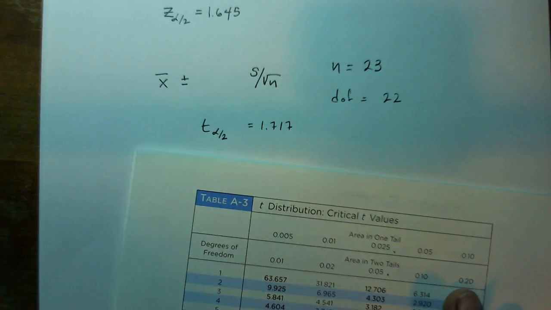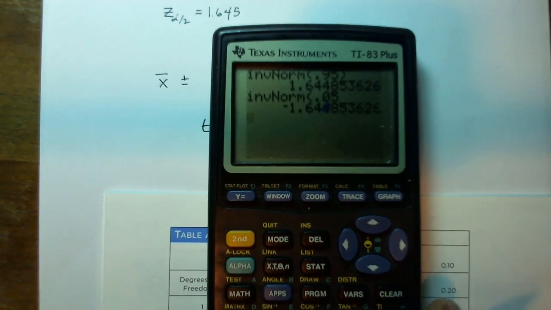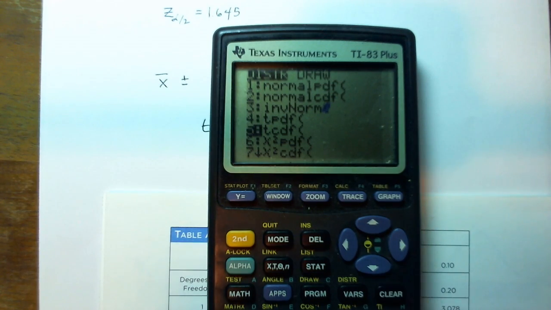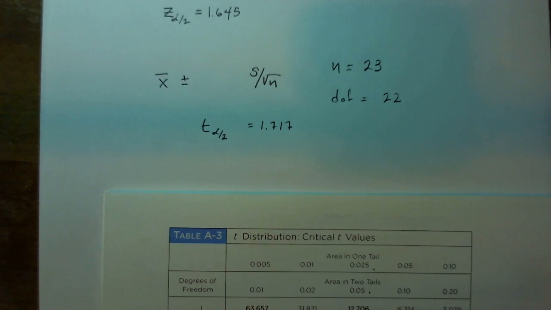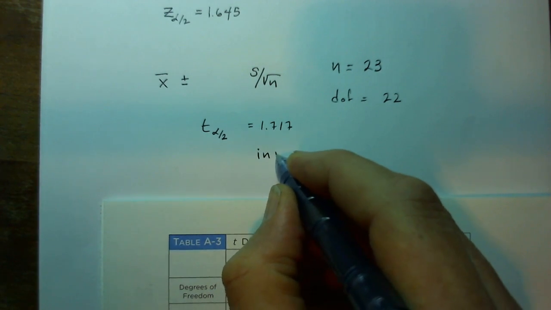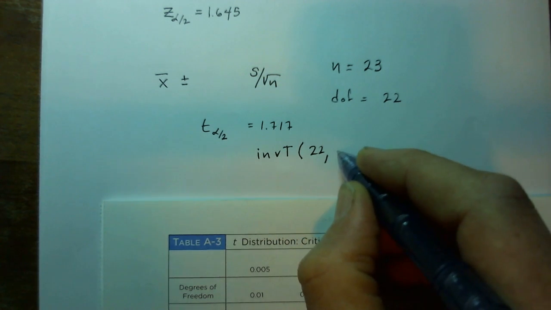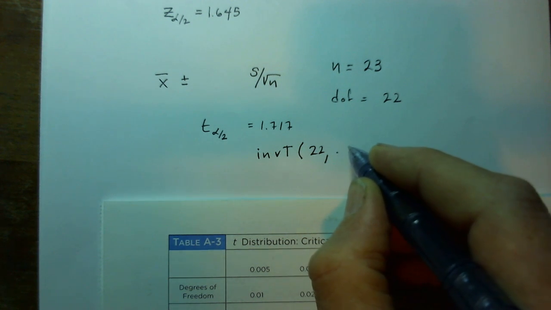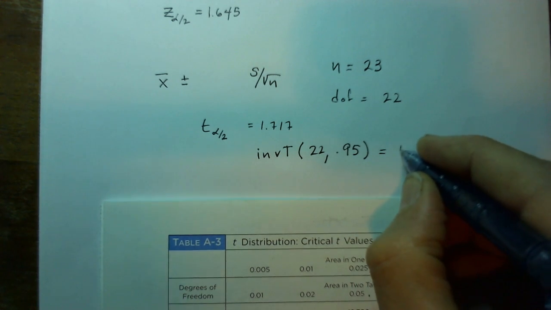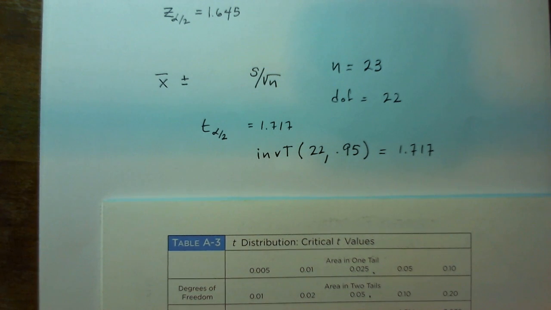And in fact, if you have a calculator and you hit distributions, right under there you see another thing that says inverse T. Well, then you're in luck, and you can just use inverse T on your calculator. You have to put the degrees of freedom in first, and then the area under one tail. If you plug that into your calculator, it should spit out something very close to 1.717. All right, thanks very much.